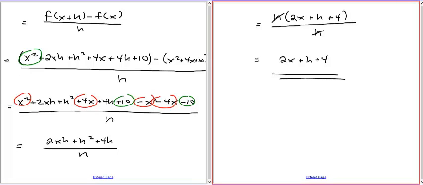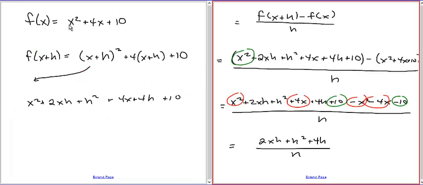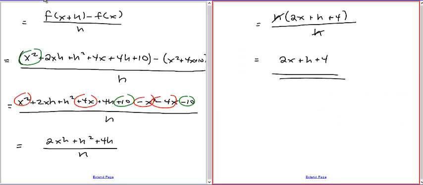Now in calculus, what we do is we make this h, which is the small step in the x direction, go to 0, and we're left with 2x plus 4. And it turns out the slope of the tangent line to this curve, x squared plus 4x plus 10, the slope of the tangent line is 2x plus 4. So I know the slope as a function of x. This process of letting h go to 0 is called the limiting process. But again, you'll see that in calculus. You'll see this difference quotient a lot.